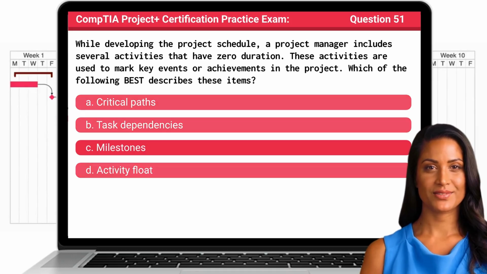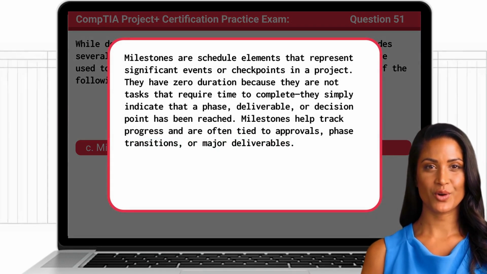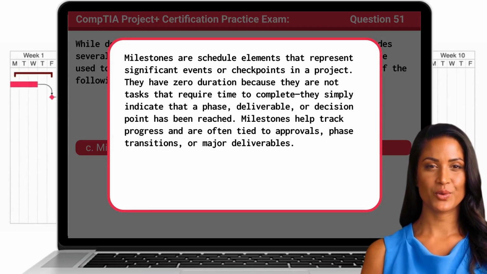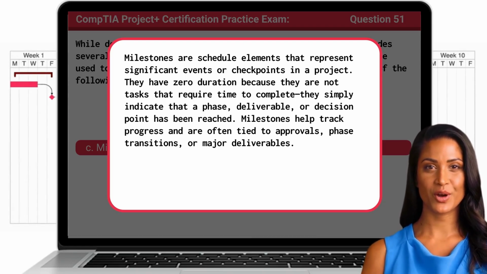The answer is C. Milestones. Milestones are schedule elements that represent significant events or checkpoints in a project. They have zero duration because they are not tasks that require time to complete. They simply indicate that a phase, deliverable, or decision point has been reached. Milestones help track progress and are often tied to approvals, phase transitions, or major deliverables.